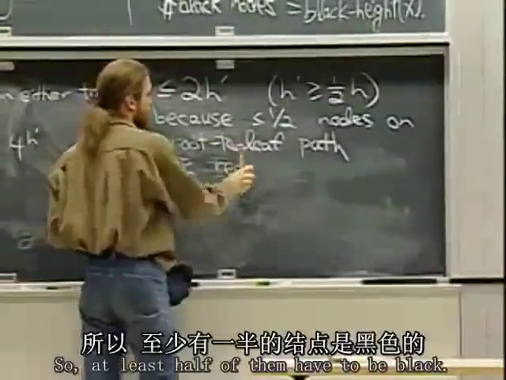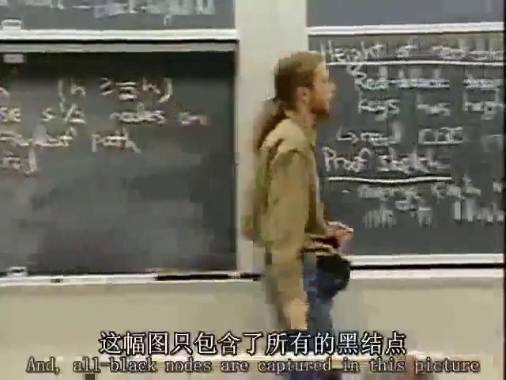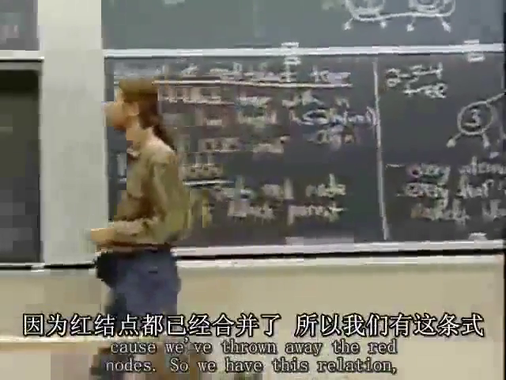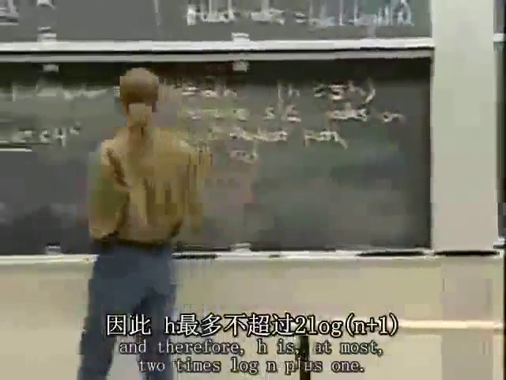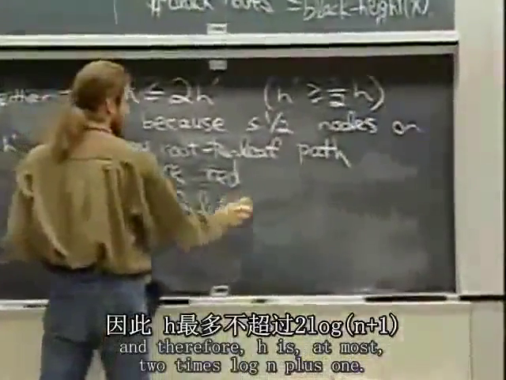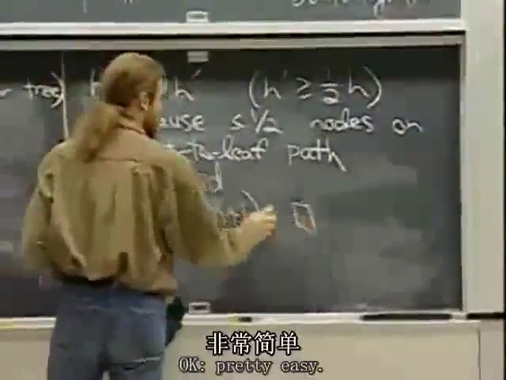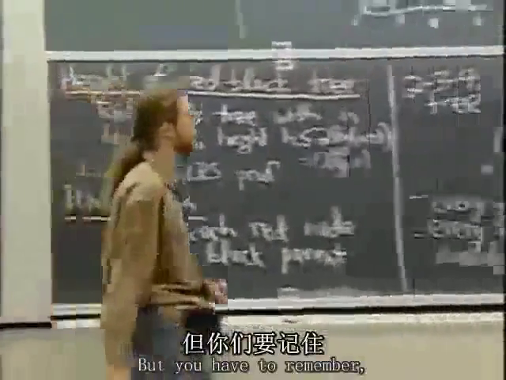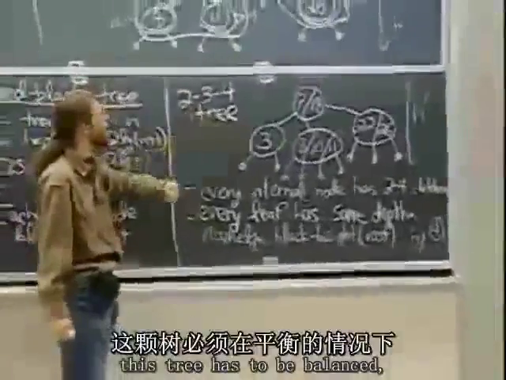So at least half of them have to be black, and all the black nodes are captured in this picture because we only threw away the red nodes. So we have this relation, and therefore h is at most 2 times log n plus 1. Okay, pretty easy. But to remember, this tree has to be balanced and that they're not too far away from each other.